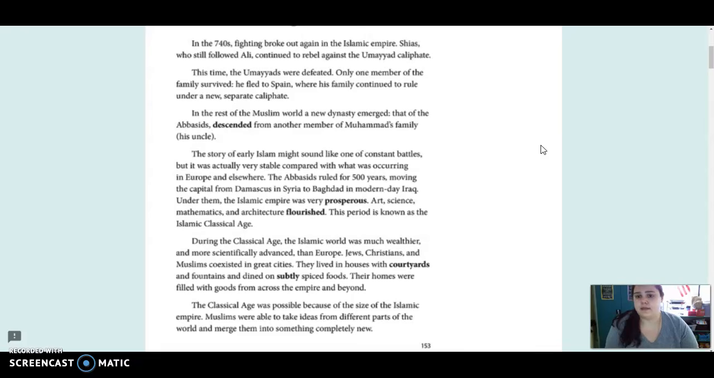In the rest of the Muslim world, a new dynasty emerged, that of the Abbasids, descended from another member of Muhammad's family, his uncle. The story of early Islam might sound like one of constant battles, but it was actually very stable compared with what was occurring in Europe and everywhere else. The Abbasids ruled for 500 years, moving the capital from Damascus in Syria to Baghdad in modern-day Iraq.